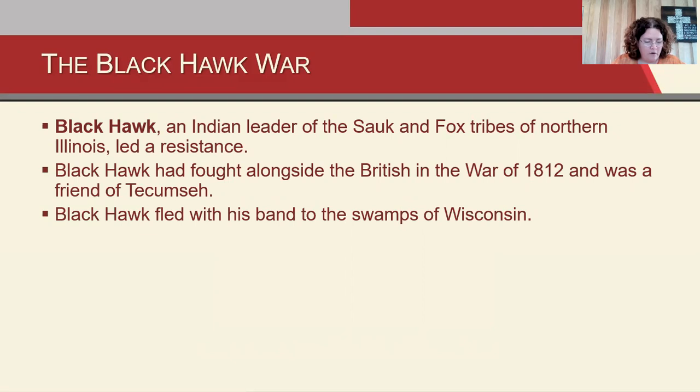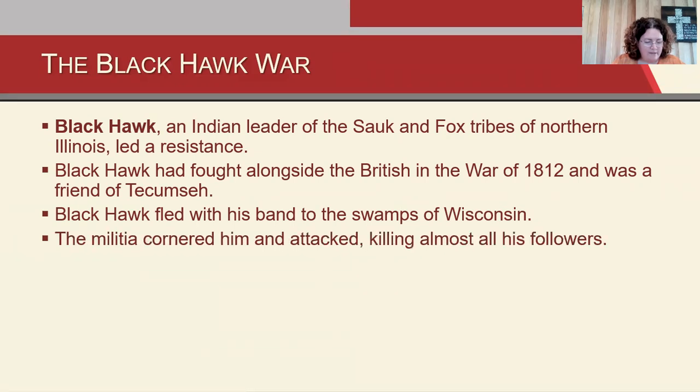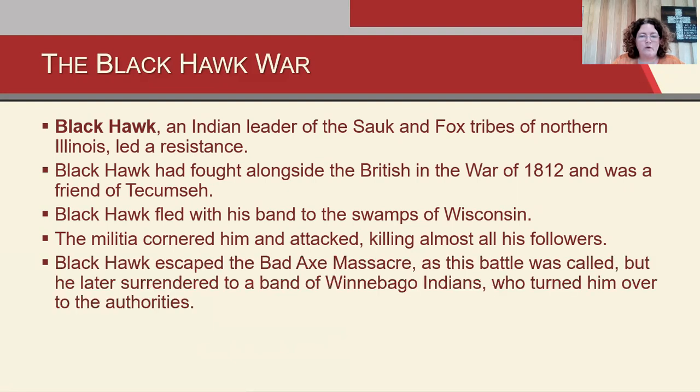Black Hawk retreated across the river to safety, but later the militia cornered him and attacked, killing almost all of his followers. Black Hawk escaped the Bad Axe Massacre, as this battle was called, but he later surrendered to a band of Winnebago Indians who turned him over to authorities.